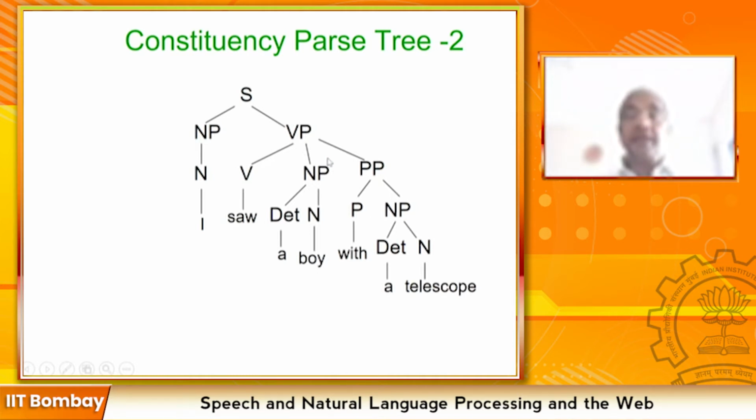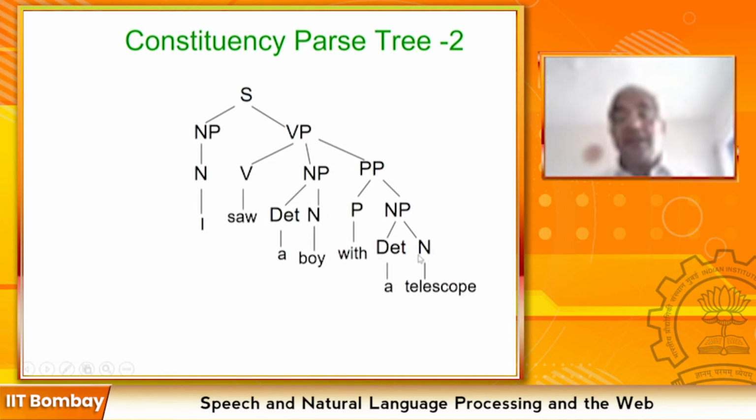Here also, at every position, I can have a different subtree. Okay, so that is the randomness in the situation. So given telescope, I can have multiple parts of speech. Suppose part of speech ambiguity is removed. Then given A, I got determiner, that is fine.